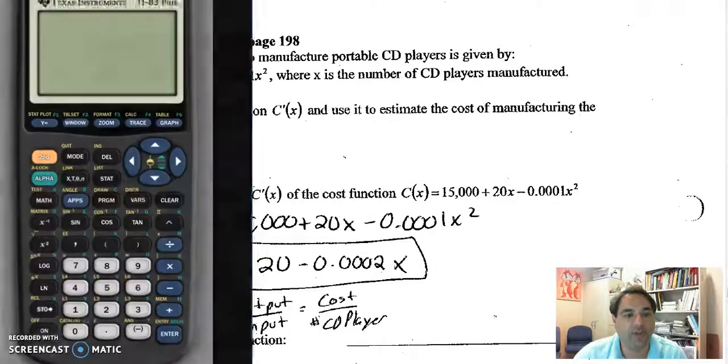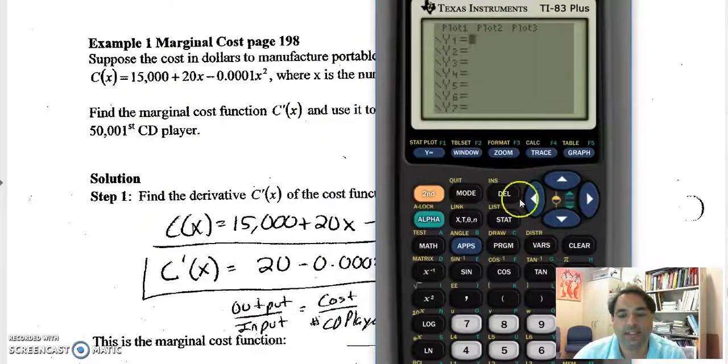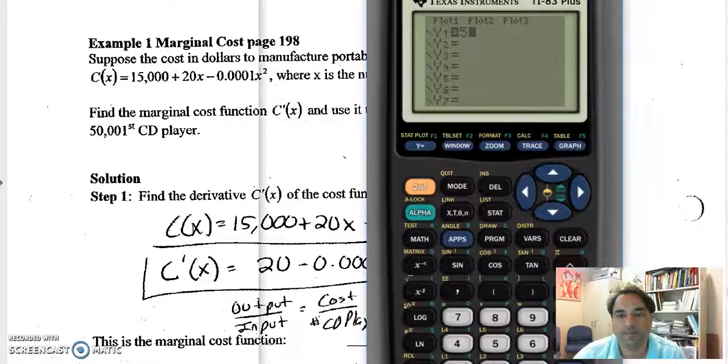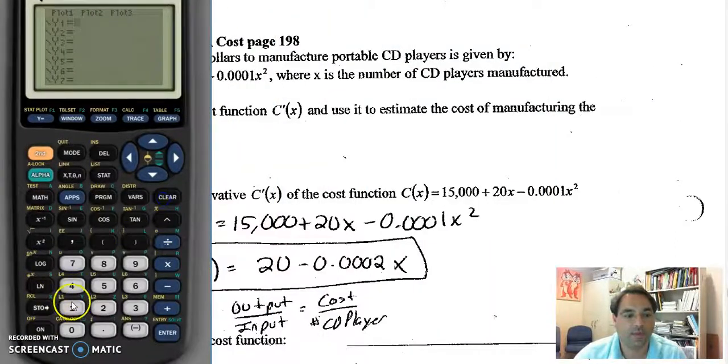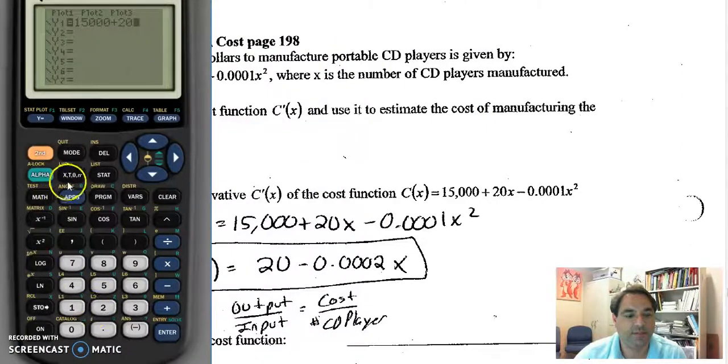Okay, so we go to our calculator, we go to y equals, clear what we have in there, and this would be a great way to check our work. So our original function is 15,000 plus 20x minus 0.0001x squared. That's my original. Now, I'm going to do the derivative in the calculator.